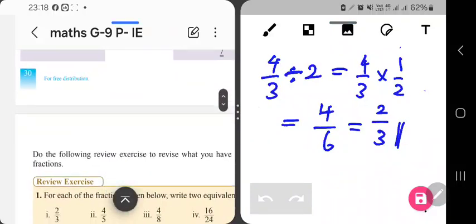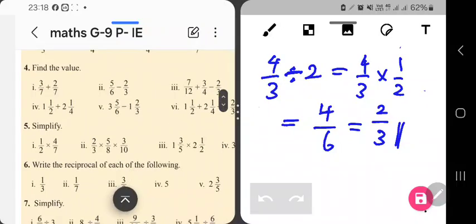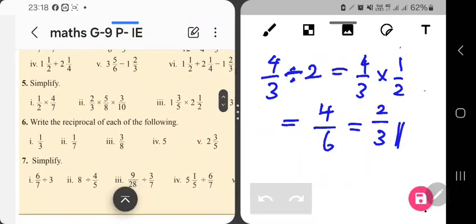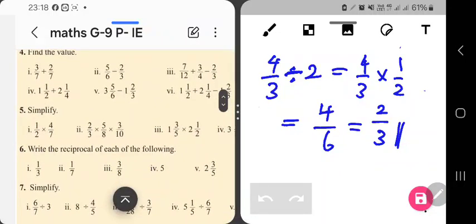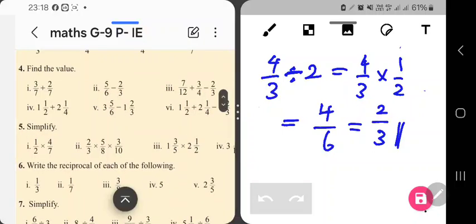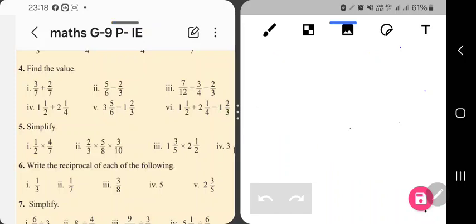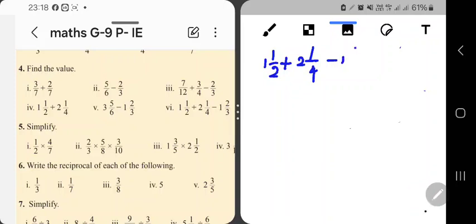And let's do a few more examples here. So I'm going to take this last example, fourth question, sixth one, and let's figure that out. Right, so I'm going to write 1 and 1 over 2 plus 2 and 4. So how to calculate this? Find the value of this. So these are mixed numbers.